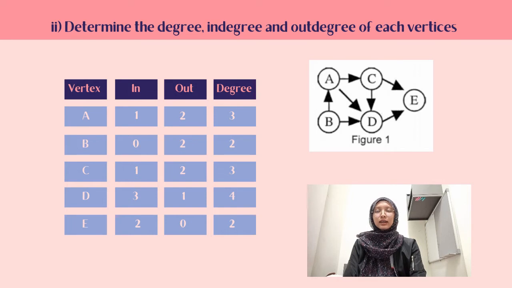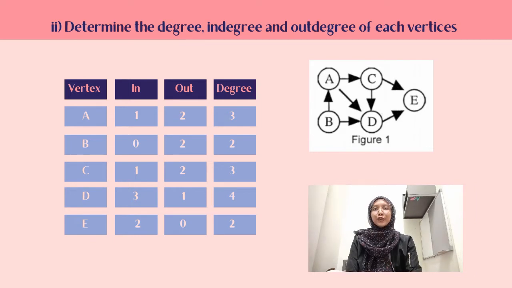And lastly, for the degree column, we add the in degree and out degree, so we got 3 for vertex A, 2 for vertex B. For vertex C, we got 3 for degree, and for vertex D, we got 4 for degree, and lastly, we got 2 for vertex E. You got the answer for question 2.